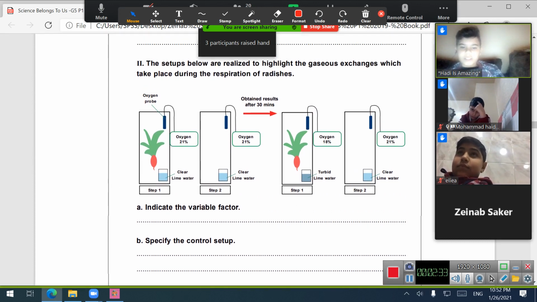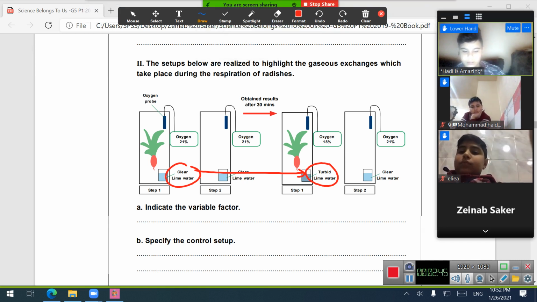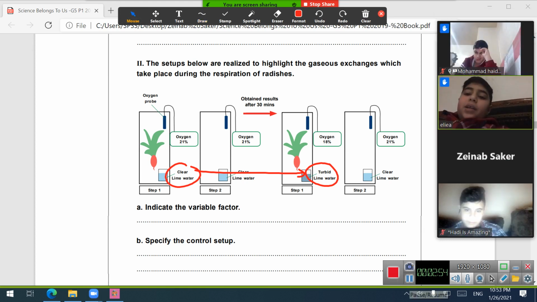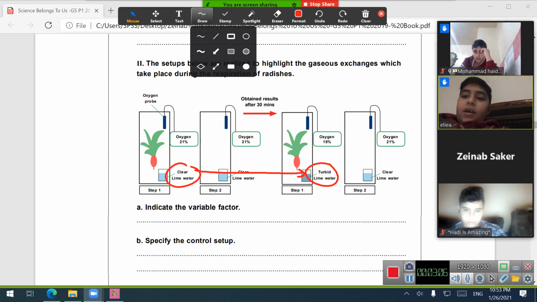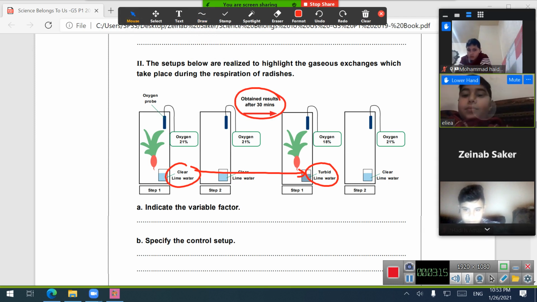The lime water turned into turbid lime water because the green plant absorbs oxygen and the lime water doesn't. So that's why it turns turbid. Excellent, thank you Hadi, because of the breathing that takes place in step 1. Elia, what is your opinion, please? We put the plant with clear lime water, and after 30 minutes the lime water is turbid. Excellent, Elia. Thank you.